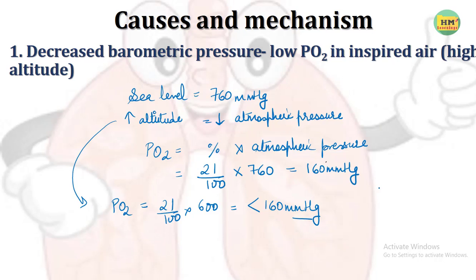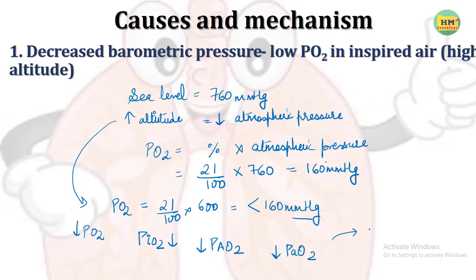So what is happening? If the atmospheric PO2 is less, definitely the inspired air PO2 will also be less. The alveolar PO2, that is the partial pressure of oxygen inside the alveoli, will also be less, and the partial pressure of the arterial oxygen will also be less. Okay, so if the arterial oxygen partial pressure is less, what will happen?